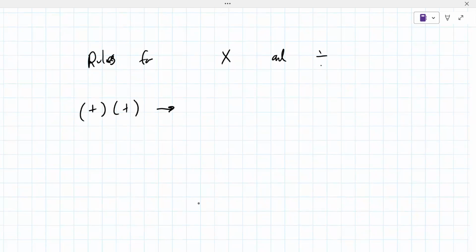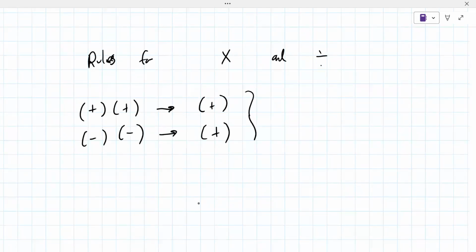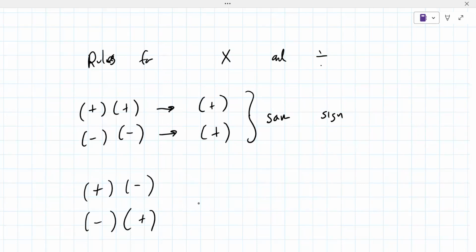Yes. So let's talk about some rules. Rules for multiplication and division. So if you have a positive times a positive, these are considered same sign. It produces a positive. A negative times a negative produces a positive. Do you see how these are same sign? Okay. Now, what about a positive and a negative, or a negative with a positive? These are considered opposite in sign. They both produce a negative.